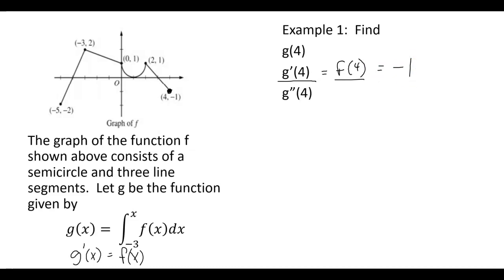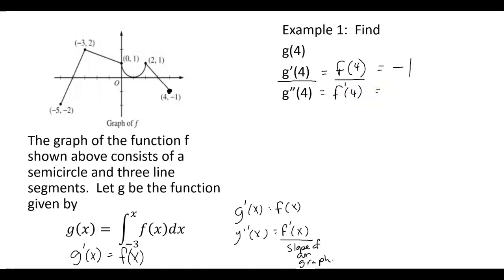All right, as for the last one, I want to find the second derivative. Now, if g prime of x equals f of x, then g double prime of x is equal to f prime of x. In other words, it's going to be the slope of our graph. The graph is f, so f prime would be the slope of our graph. So what is the slope of our graph when x equals 4?